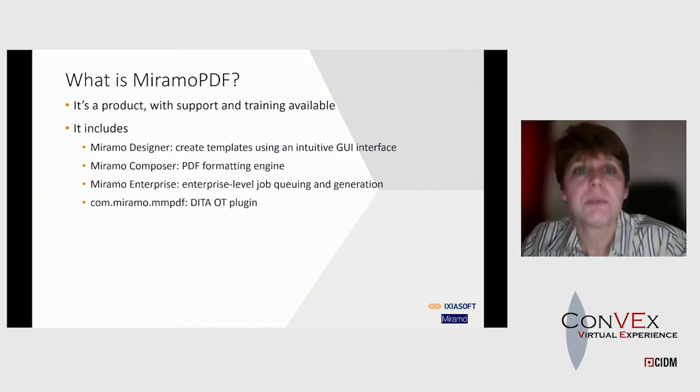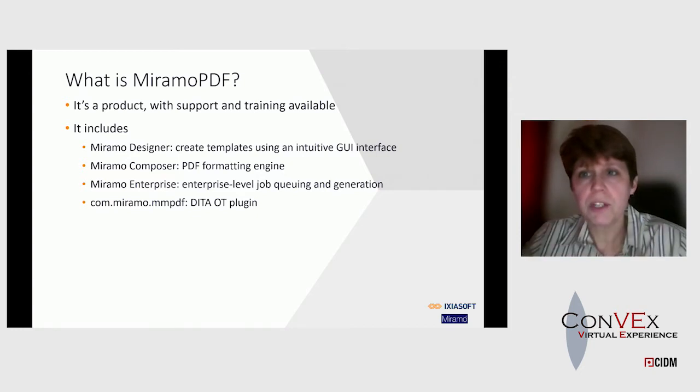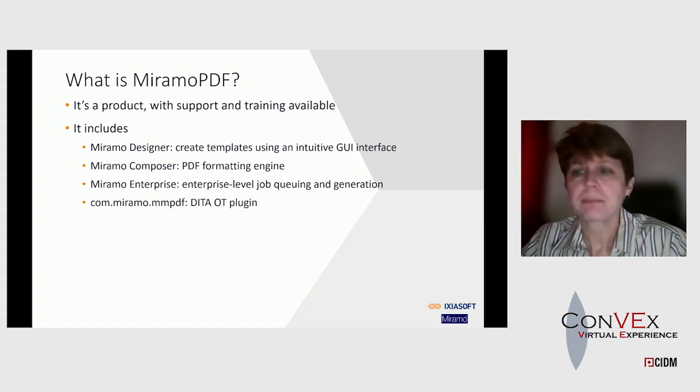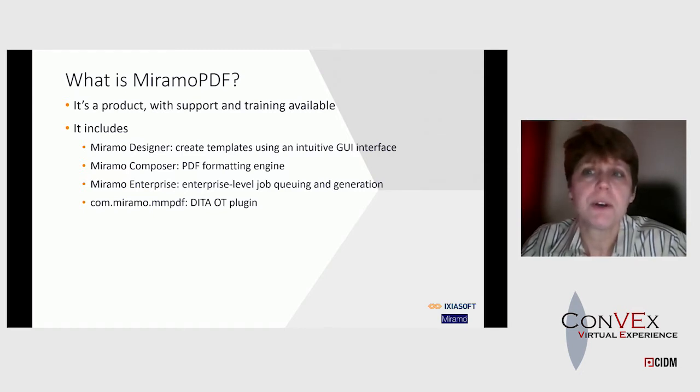So yes, Miramo PDF does use the DITA Open Toolkit, and it takes advantage of the very good pre-processing that the DITA Open Toolkit does to your DITA. So for example, when you are generating a PDF from a map, many things have to happen. Your key definitions have to be resolved, your conrefs have to be resolved, your cross-references have to be resolved, the indexing has to be done, and so forth and so on. And so all of this pre-processing is done very well by the DITA Open Toolkit, and so Miramo just takes advantage of that, doesn't reinvent that particular wheel.